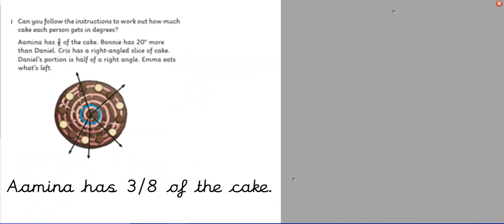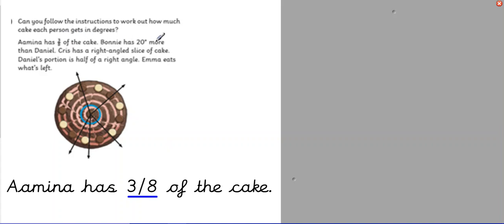Have a look at this one. Can you follow the instructions to work out how much cake each person gets in degrees? So, Amina has 3/8 of the cake. It's a bit unclear here, so I wrote it bigger down here. Amina has 3/8 of the cake.